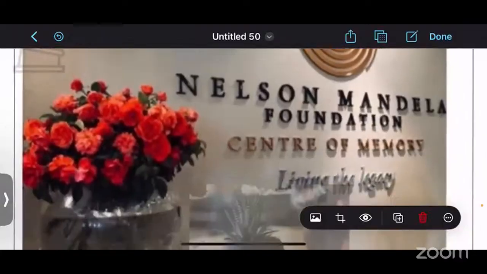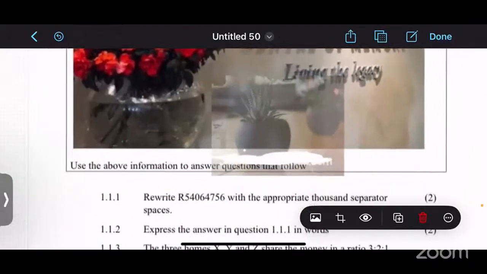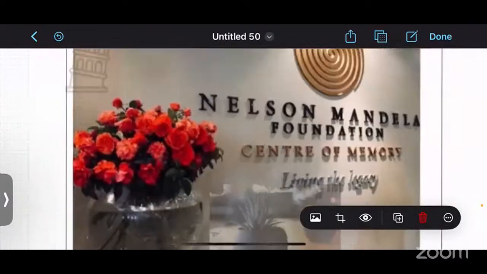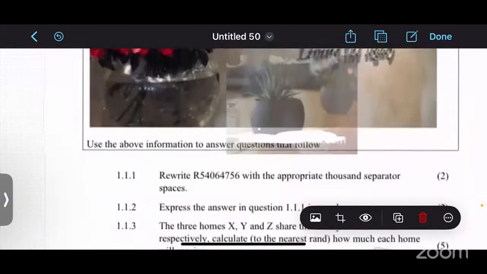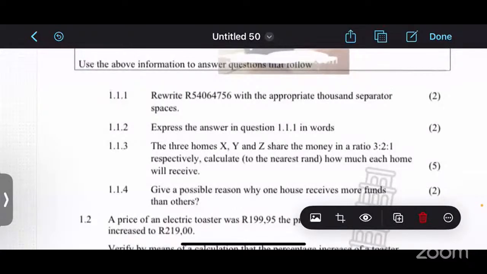And then Center of Memory, Living the Legacy. What we have is the information above to answer the questions that follow. And then the roses are over there. Let's start with the first one. It says rewrite 54,064,756 with the appropriate thousand separator spaces.